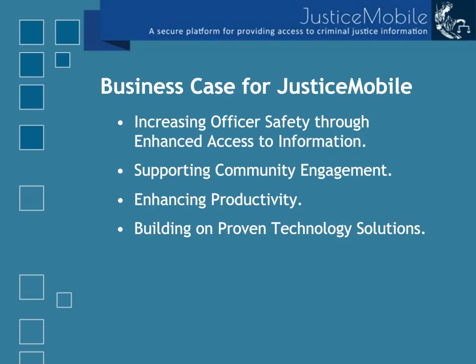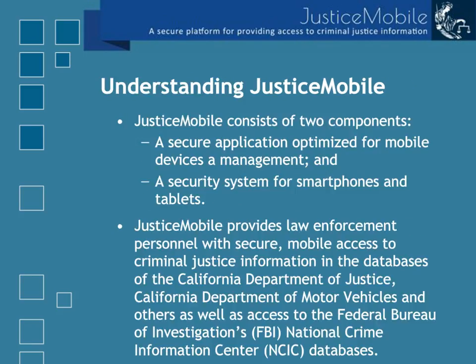So I think it's important to provide a little bit of understanding about Justice Mobile. Justice Mobile consists of 2 primary components. First, a secure application optimized for mobile devices, and secondly, a security system for smartphones and tablets. Justice Mobile provides law enforcement personnel with secure mobile access to criminal justice information in databases belonging to the California Department of Justice, the Department of Motor Vehicles, as well as others, and provides access to the FBI's National Crime Information Center databases. I'm going to show you basically what Justice Mobile looks like.